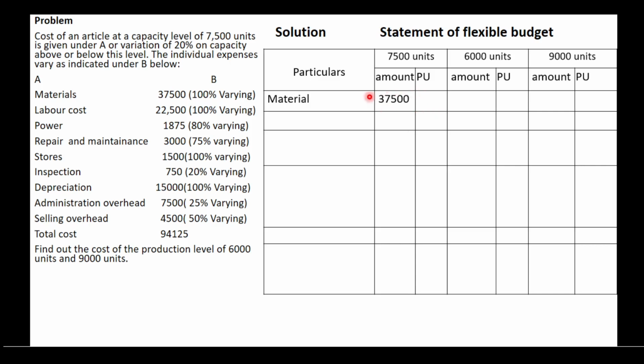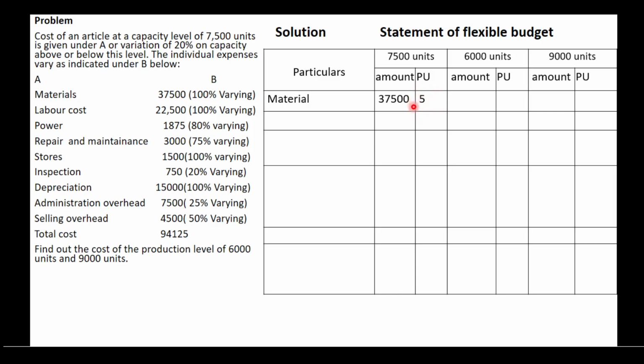37,500. So using this amount, we calculate the cost per unit. So this cost per unit is calculated as 37,500 divided by 7,500. That is ₹5. And next, here we find out the cost per unit.